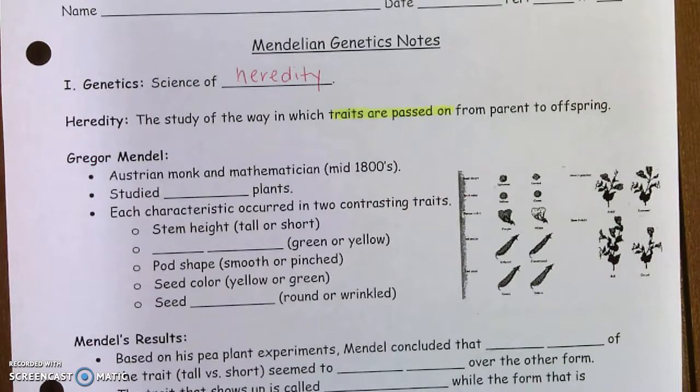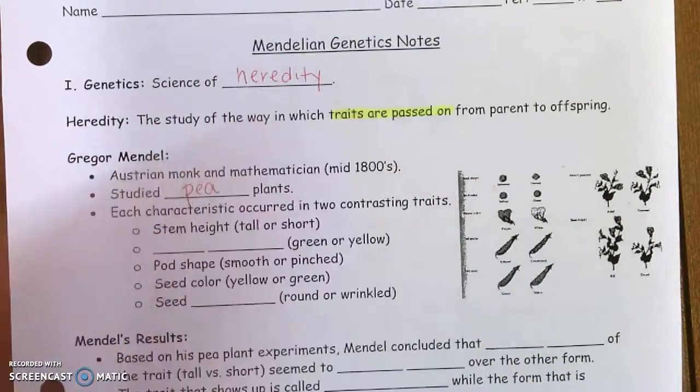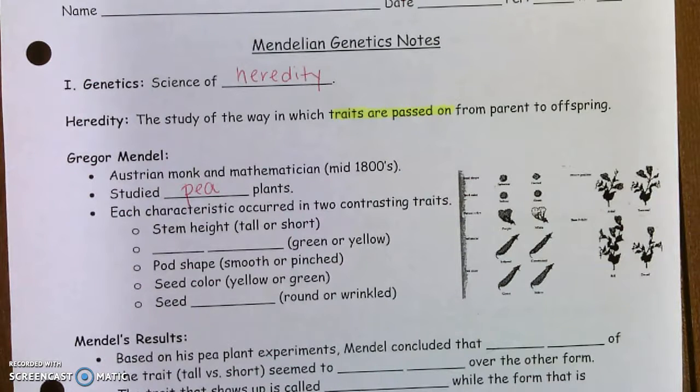Next, let's talk about Gregor Mendel. So Mendelian genetics, named after Gregor Mendel. He was an Austrian monk and mathematician. He actually studied pea plants, like the green peas you eat at dinner or don't eat at dinner. Each characteristic that he saw in pea plants actually occurred in two different options. So, for example, in terms of stem height, the plants either had tall stems or short stems.